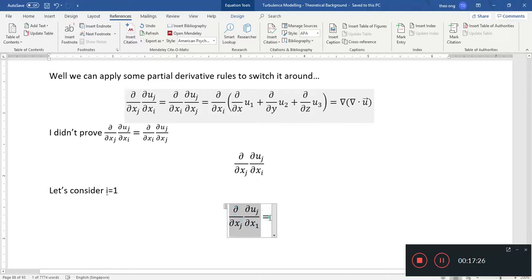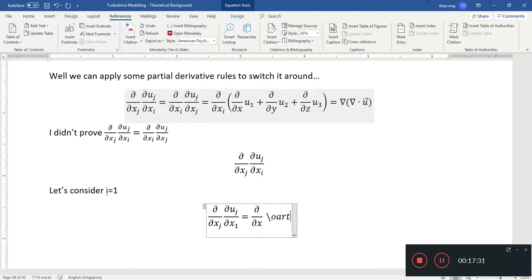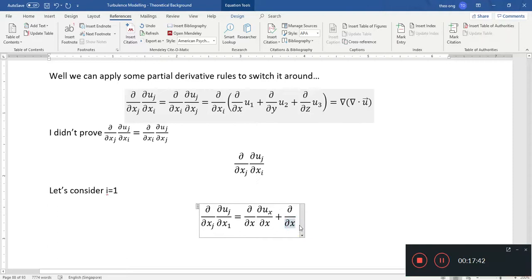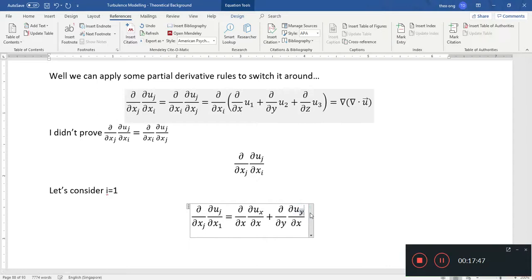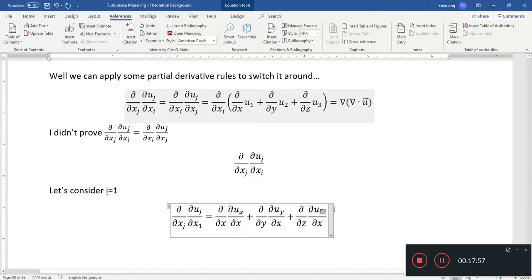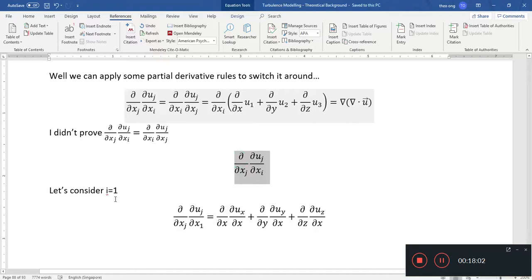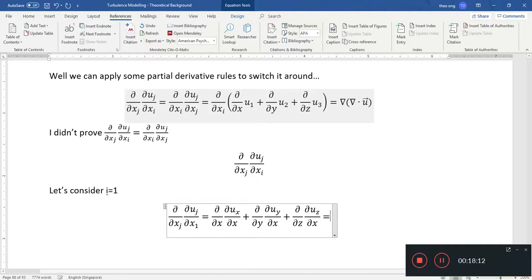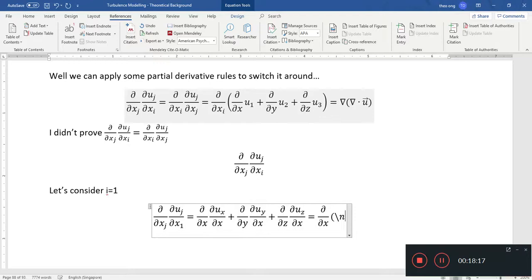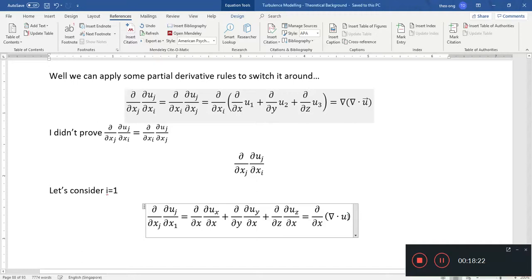Partial by partial x of partial ux partial x, plus partial by partial y of partial uy partial x, plus partial by partial z of partial uz partial x. So this is just expanding this term for i equals 1, that means in the x equation, it will be like so. Now that you have this, we can of course switch the derivatives, and then we'll have partial by partial x of the rest. So we see that we can actually just switch around the derivatives like so. This is my proof of it, so to speak.